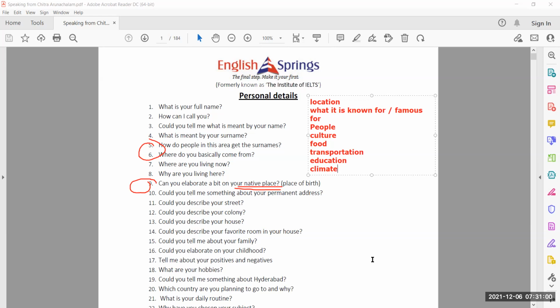Okay. Let me just give you a sample of how you can answer this question. This is a very, very important question. Please do prepare beforehand. Do some groundwork. So I predominantly come from Coimbatore, which is in Tamil Nadu. It is also called the Manchester of South India. It is located on the banks of the Noyal River and surrounded by the Western Ghats.